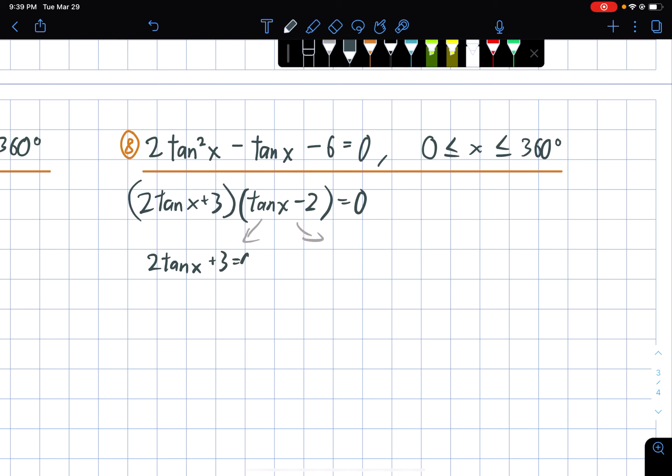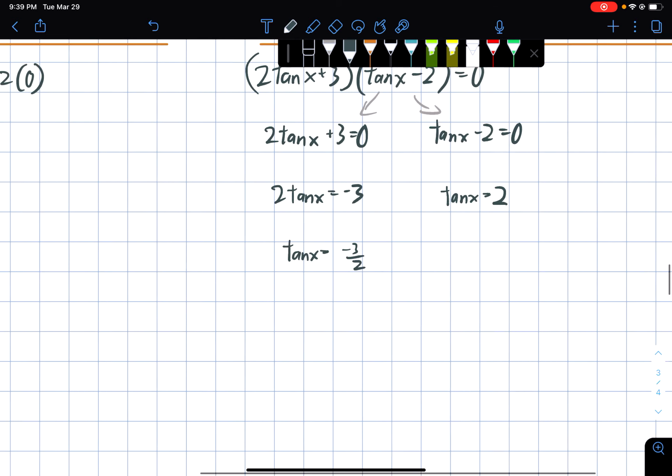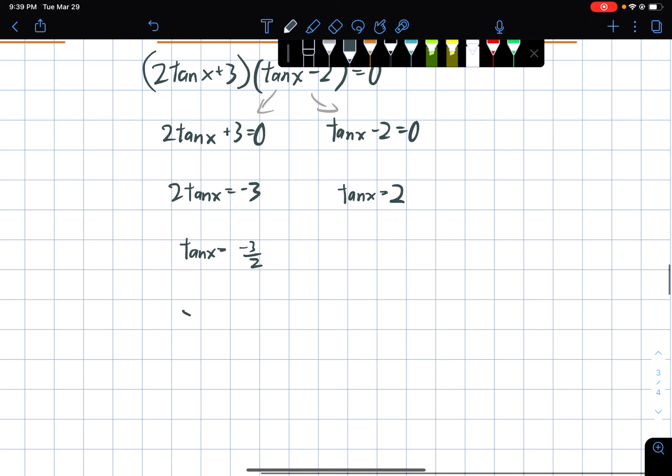So we have something like this, and the other side would be tan x minus 2 is equal to 0. 2 tan x is equal to -3. tan x is equal to negative 3 over 2. Then tan x is equal to 2. x is equal to arctangent of negative 3 over 2. x is equal to the arctangent of 2.